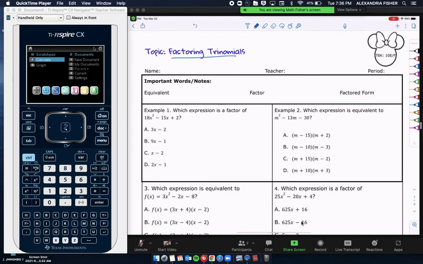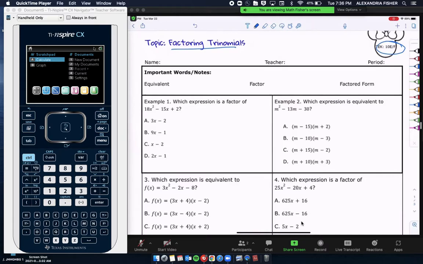Talk about factoring trinomials, 10e, 10f. So if we look at our important words, we have equivalent, which means same or equal. It's literally in the word, equivalent. Then we have factor, which means same x-intercept. Same x-intercept. Or factored form just means same or equal. Just like that. All right.